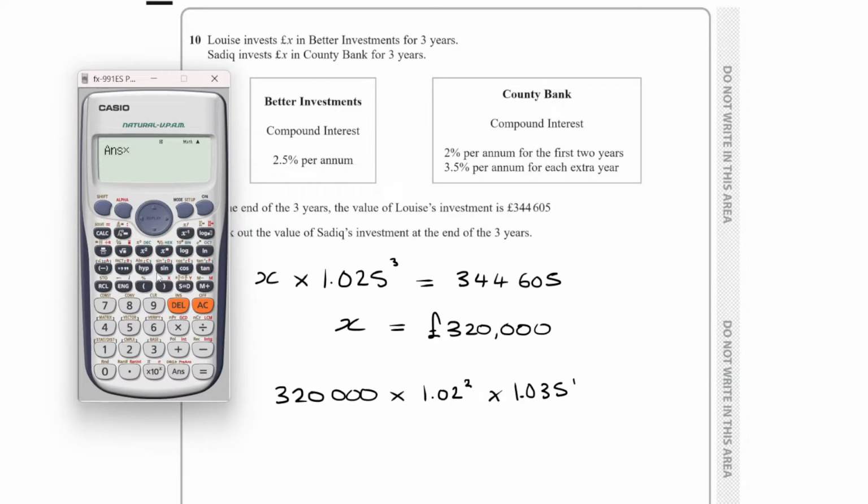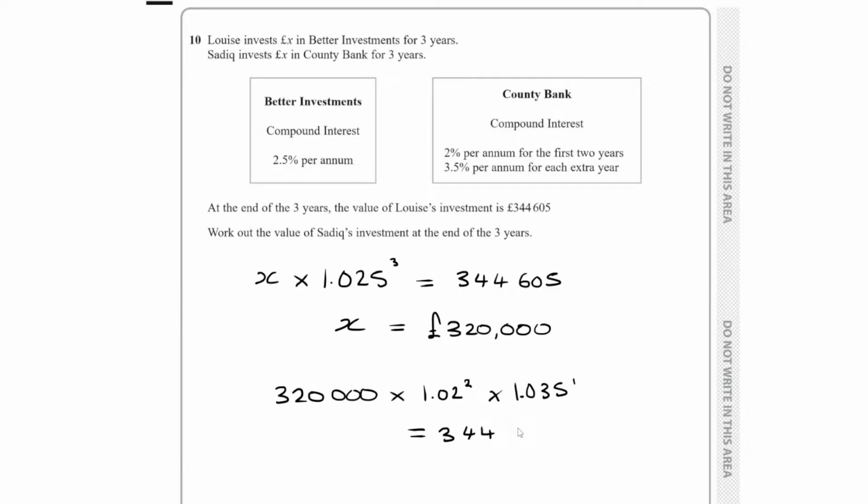So I've got my answer there, which was the 320,000, times 1.02 squared, times 1.035, just to the power of 1, which is the same. Then I've got this, £344,580.48. That's the answer.